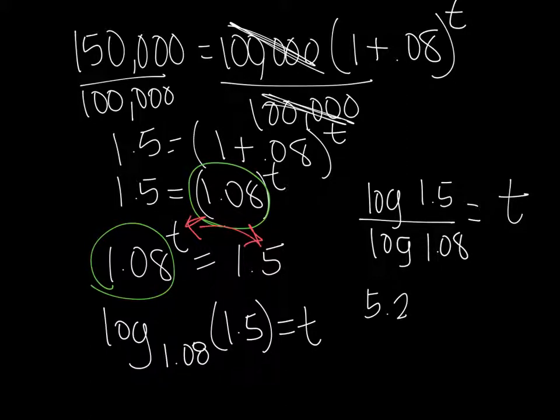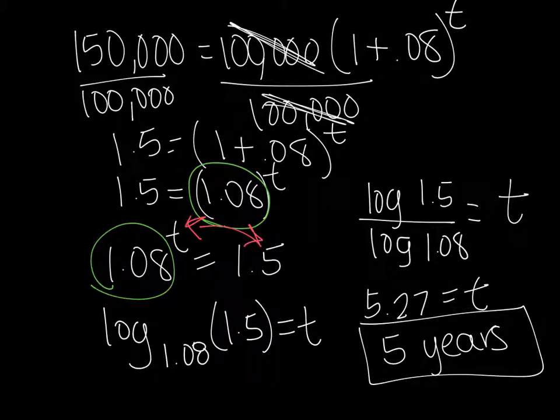5.27 when it rounds equals T. So this is approximately 5 years, because T is in time, so it's approximately 5 years.